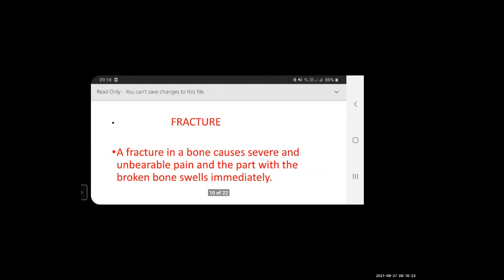Now the very important part, children: fracture. When you go out to play in the garden, you fall down. Sometimes you fall down very hard. What happens at that time? You have a fracture in the bone. Many times you need a plaster on your leg or hand. Do you all know what a fracture is, children?